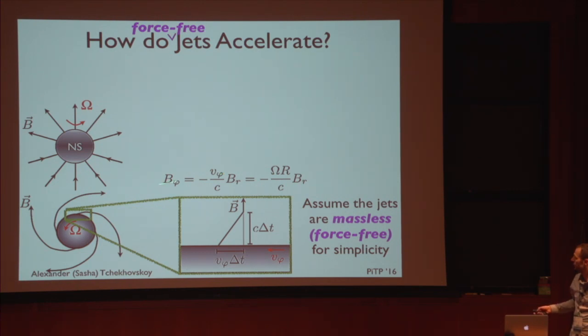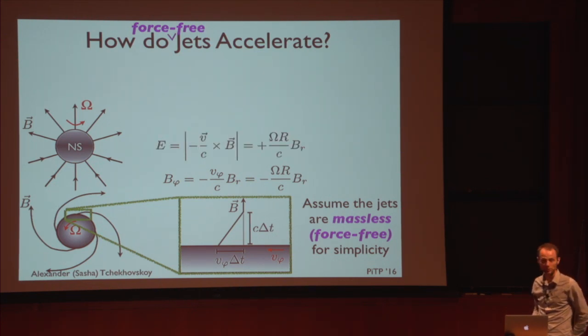By plugging in what V phi is in terms of omega, we're getting this expression for what the toroidal field is. The electric field turns out to be exactly the same as the toroidal field. By the freeze-in condition, we can write that E is minus V cross B over C. What this means is that there is no electric field in the fluid frame. So if you were to jump into the fluid frame, then the electric field would be zero there. So that's just a Lorentz transformation. And we are finding that E and B phi are the same in magnitude.